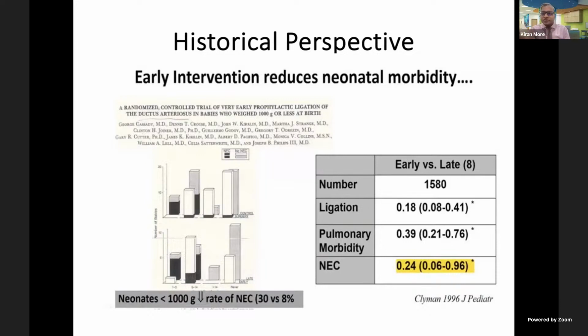And these kinds of studies have shown that the incidence of NEC and the mortality was less when you ligated babies early. Obviously, we know now this is not something we would practice or think about, but this is just to show the perspective of the clinician's idea about 2 decades ago.